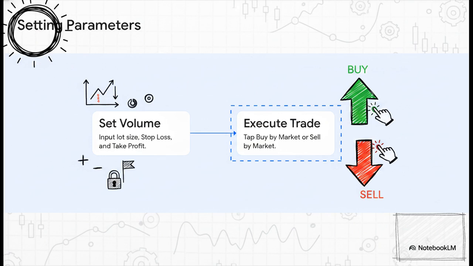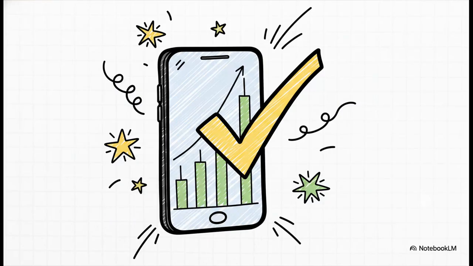Finally, Step 5. Decide your direction. Think the price is going up? Tap Buy by Market. Think it's going down? Tap Sell by Market. And just like that, bam, check mark. You've now entered a live trade. It really is that straightforward once you know the exact button sequence. So take a quick second to celebrate that milestone. You have successfully navigated from your home screen straight into the live market.